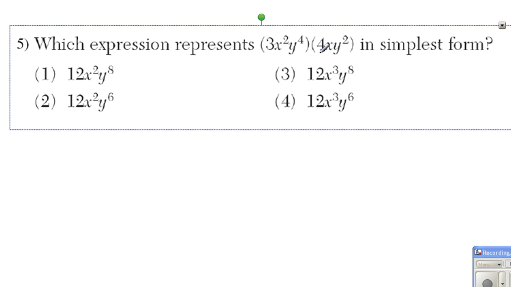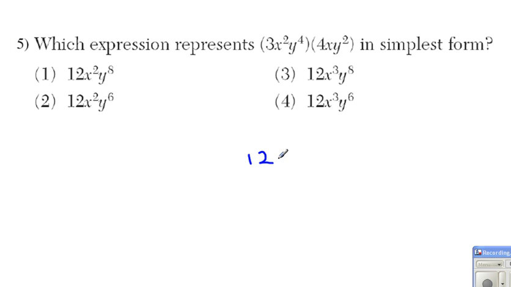Now, here we are multiplying, so 3 times 4 becomes 12. x squared times x becomes x to the 3rd power, and y to the 4th, and y squared becomes y to the 6th power. Now, then this definitely looks like this one, number 4.